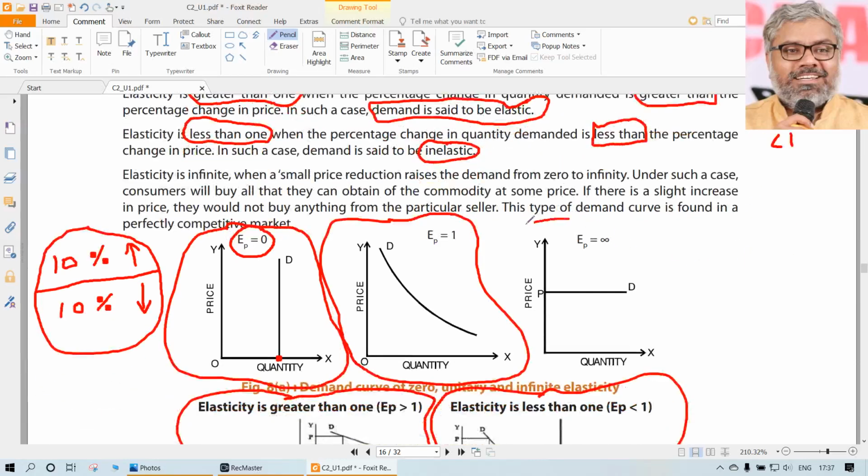These are the possibilities. Of course, there is one more non-possibility actually, only theoretically possible. That is when the elasticity could be infinite. Elasticity infinite means what? The quantity demanded is changing infinitely without even a change in price. So the change in price is nothing, the price is the same, but the quantity demanded is changing. Practically it is just not possible.